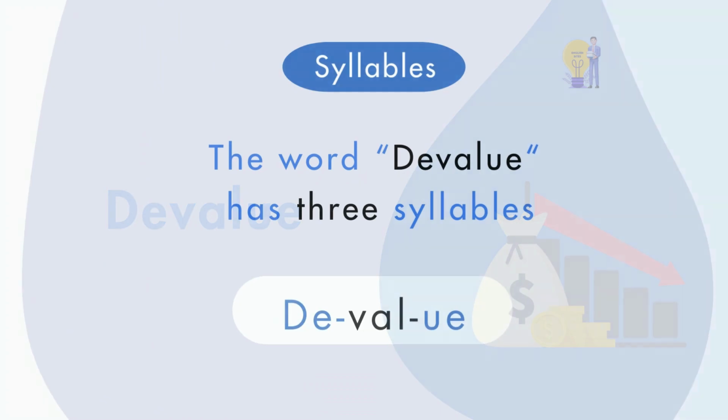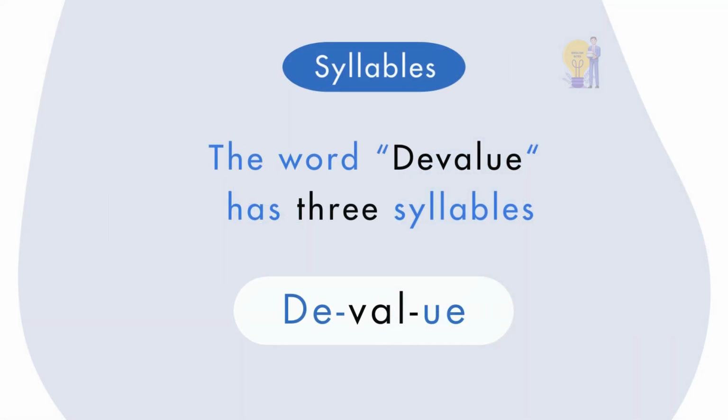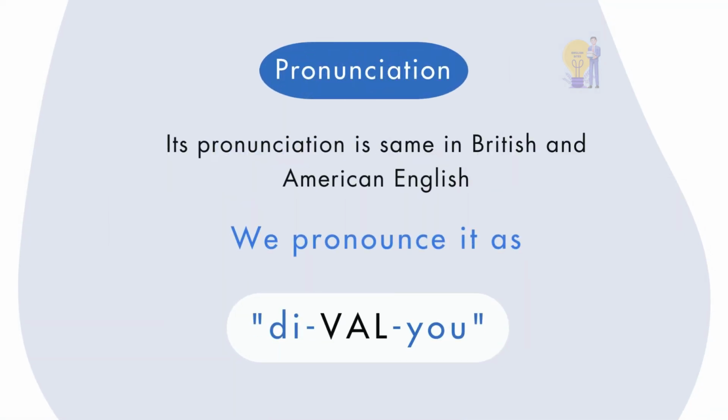Devalue. Devalue has 3 syllables and we pronounce it as devalue.